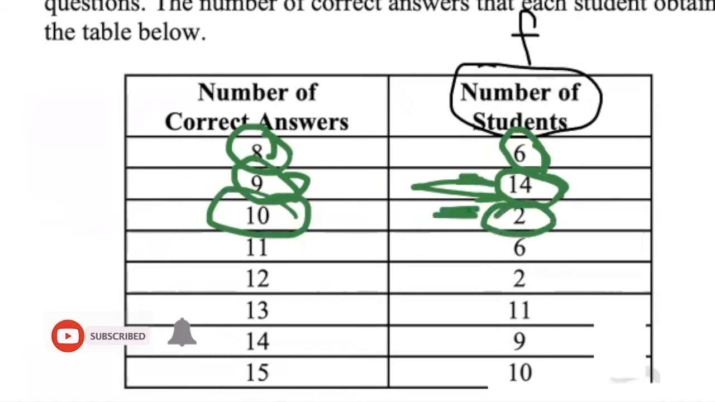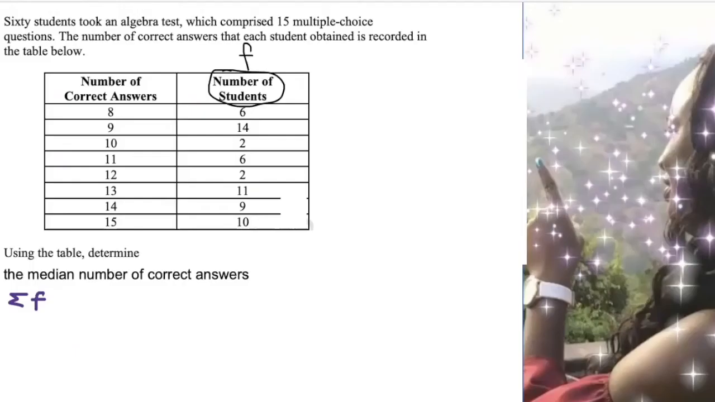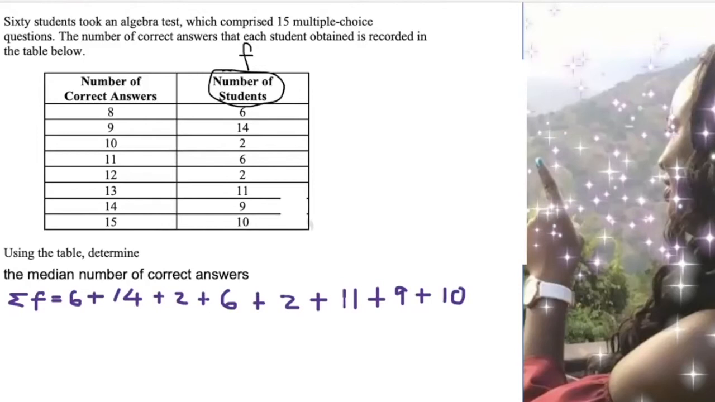Now to find out the total frequency, we'll have to find the sum of this. So to find the sum of the frequency, I have to add 6 plus 14 plus 2 plus 6 plus 2 plus 11 plus 9 plus 10. Adding this, we will get 60.